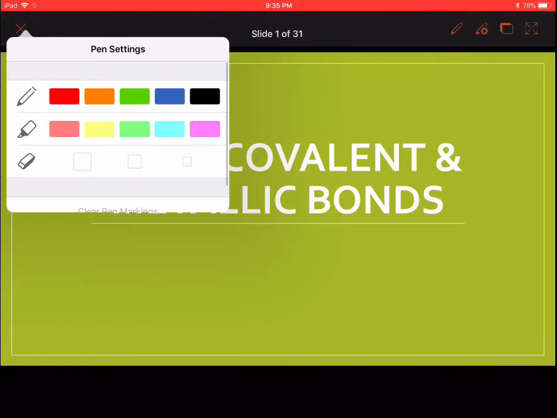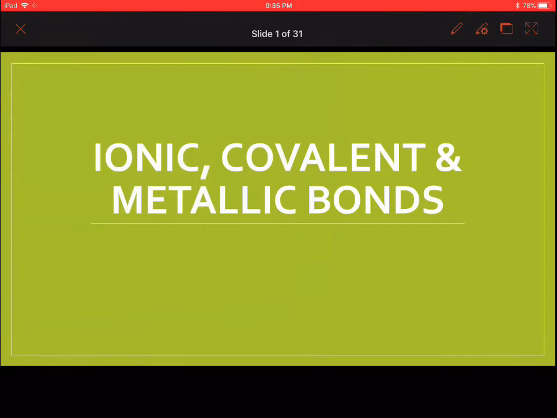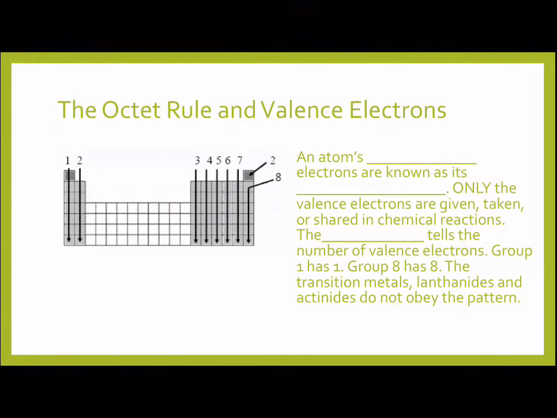Today we're going to be talking about ionic, covalent, and metallic bonds. Before we look at that, we're going to review the octet rule and valence electrons. An atom's outermost electrons are known as its valence shell electrons. So only these valence electrons are given, taken, or shared in a chemical reaction. The group number tells the number of valence electrons.